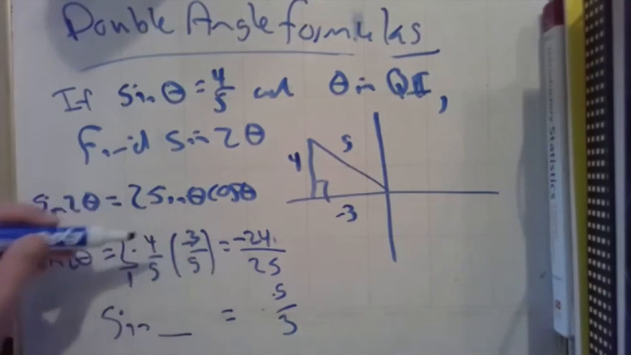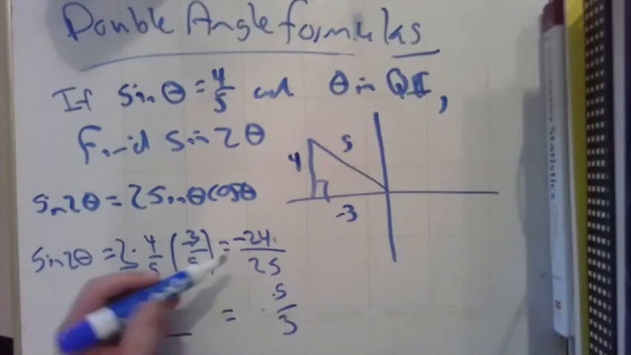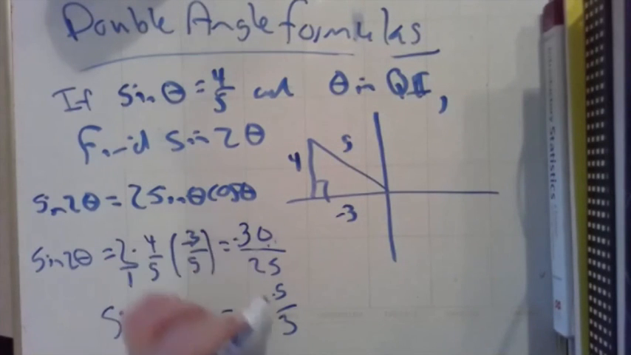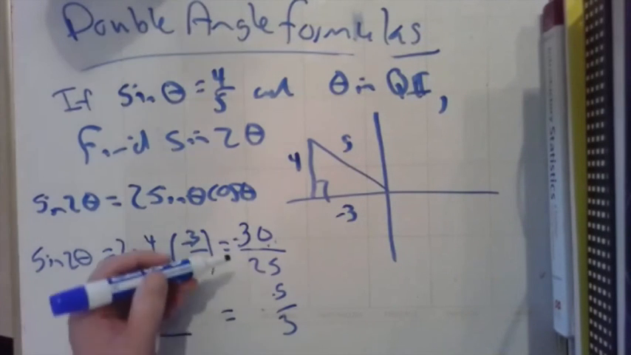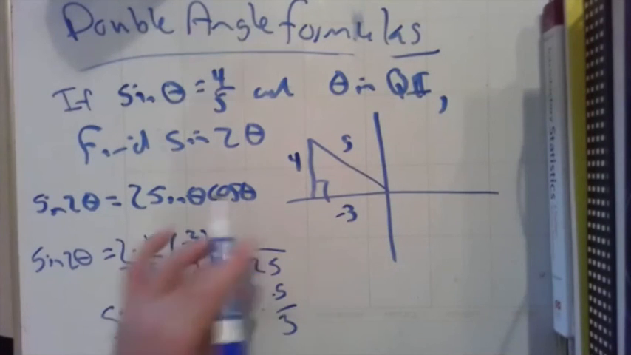So a lot of times mistakes happen here. People just simplify fractions wrong. And if, say, we had written this, 30 over 25, that's impossible. Sine can't equal something bigger than 1. The top can't be bigger than the bottom. But that's not what we have.